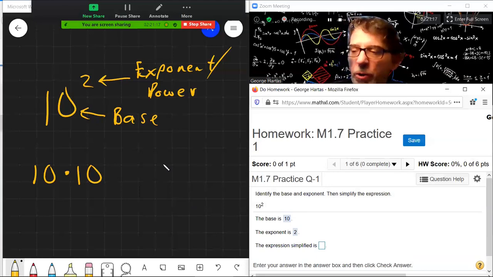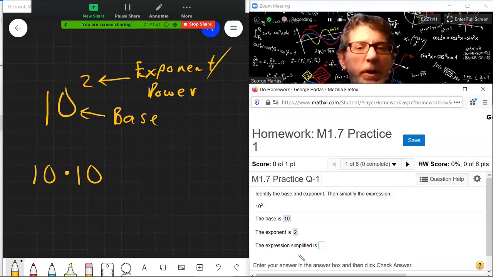Now, they want us to simplify the expression. The word expression is used in math whenever you have just some numbers that are being added, subtracted, multiplied, divided, or something to a power, or this and that and the other. They call it an expression. So get used to that. You'll see that word a lot.